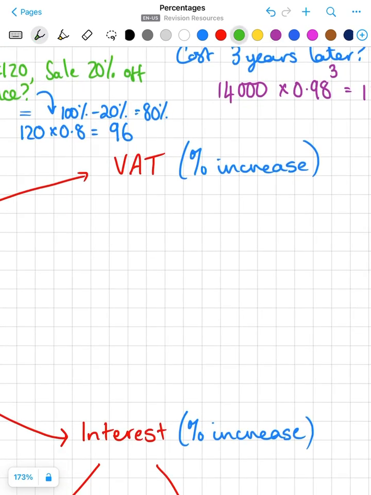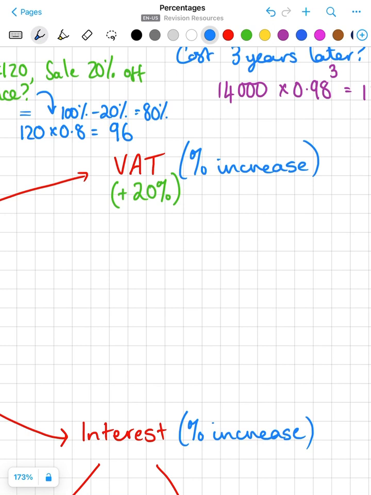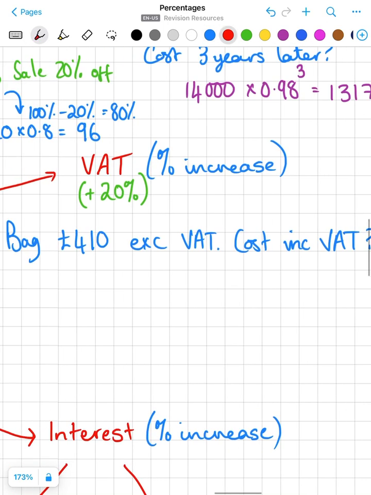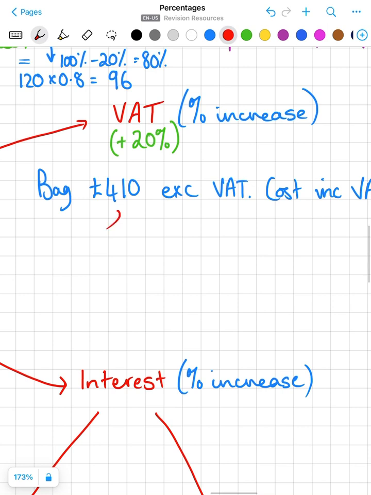Now VAT, value added tax, is a percentage increase. In our country at the moment in 2023, this is at a rate of 20%. So everything that we buy, let's say we buy a bag for £410, excluding VAT, and we want the cost including VAT, we want to increase this by 20%. Again, our two methods, you could find 20% and then add it on.